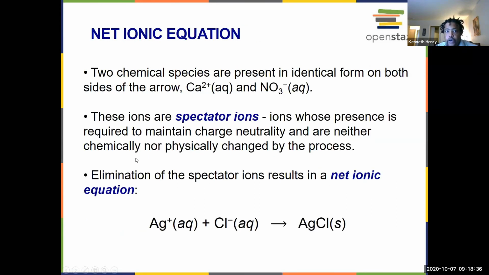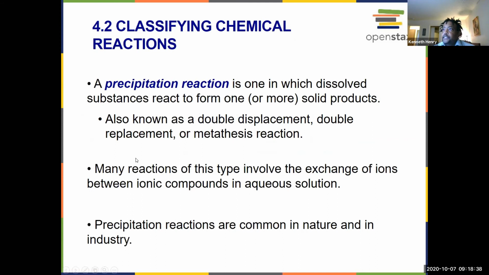Okay. So let's see. We have a couple of types of chemical reactions. I talked to you guys about the double replacement reactions. It's also sometimes called the precipitation reactions because one of your reactants forms a precipitate. You guys are very familiar with that. So that has to do with solubility, okay?